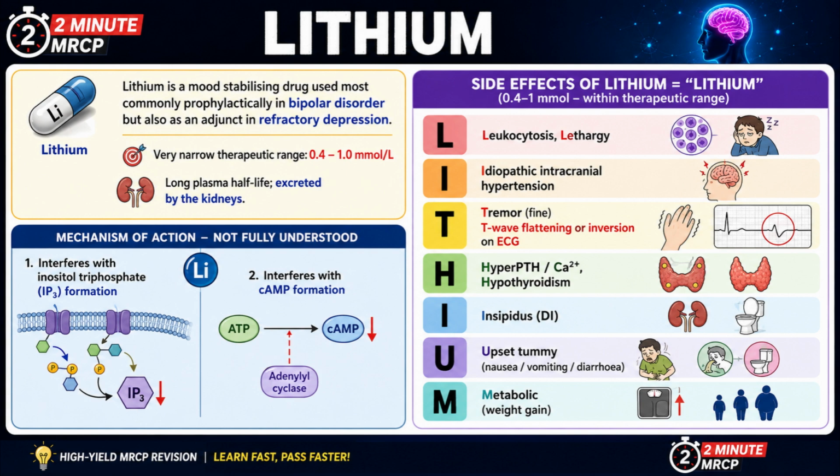H stands for hyperthyroidism, due to thyroid enlargement, and hyperparathyroidism, which can lead to hypercalcemia. The second I stands for diabetes insipidus, specifically nephrogenic diabetes insipidus, causing polyuria due to nephrotoxicity. U stands for upset tummy, including nausea, vomiting, and diarrhea. And M stands for metabolic weight gain.